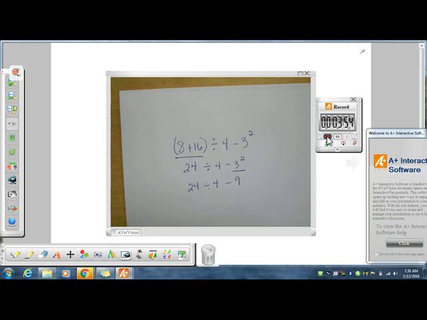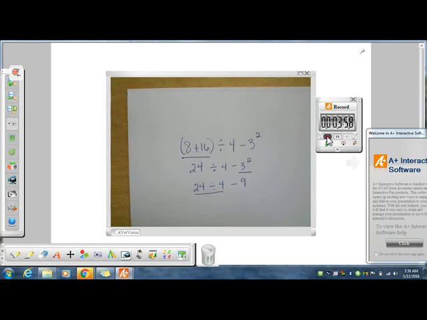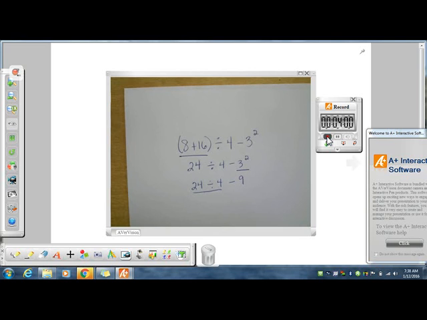So I have division and I have subtraction. Well, division, multiplying and dividing, come before adding or subtracting. So I'm going to start with 24 divided by 4, which is 6, and then I still bring down my minus 9.